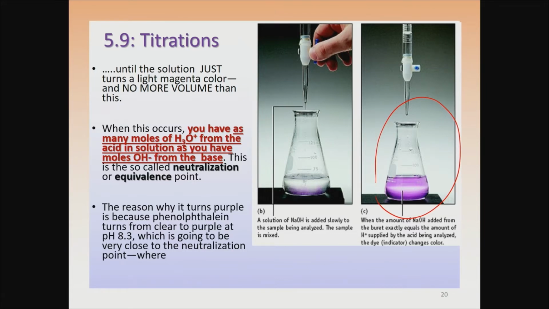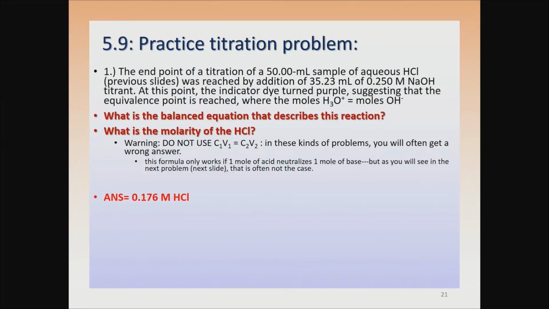And so at that point, when you've reached the equivalence, when the solution turns a very light shade of purple, you stop the experiment and you note the volume of base that you dispensed into the solution. And so from that information, from the concentration of the base and the volume of base you dispensed, and also knowing the volume of the acid you started with, you can figure out the concentration of acid. And so what I'm going to do now is give you an example of some data that we maybe got from this titration experiment and show you how we can figure out the concentration of acid.